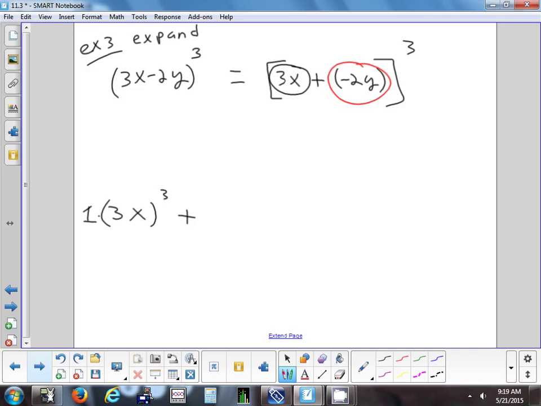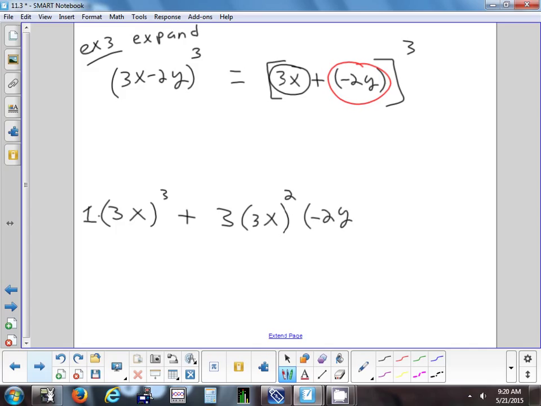What's my next coefficient? 3. We're going down in the 4th row, so make sure you start with row 0, then the 3rd row. So 3 times, Shannon, what's going to come next? 3x. And then negative 2y. Anything before the y? Yeah, put a square. So it's going to be 3x squared and then a negative 2y.